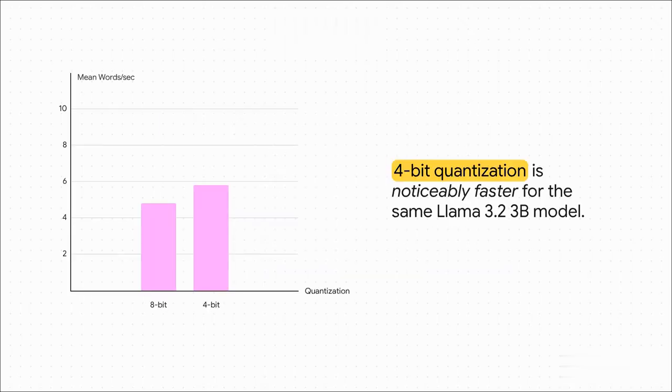And this chart really drives that point home. Look at this. For the exact same Llama model, the more compressed 4-bit version is clearly faster. It's spitting out more words every second, and it's using over a gigabyte less RAM to do it. That's a fantastic trade-off, no question.